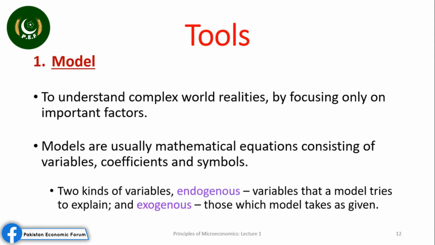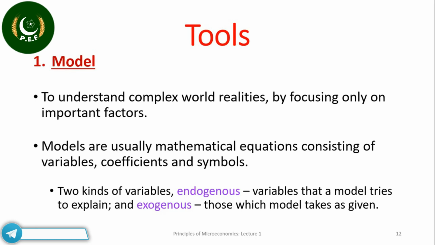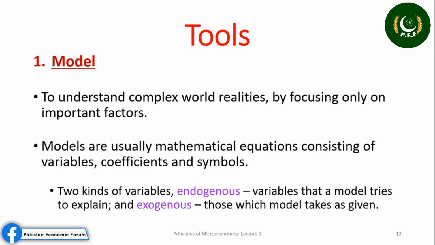Models are usually mathematical equations. These consist of coefficients, variables, and symbols. Some variables are named endogenous variables. These are the variables that a model tries to explain, whereas some are exogenous variables. We take them as given and we do not study their generating process. A model just explains the generating process of endogenous variables, whereas some variables are taken as given. For example, when you say the quantity demanded depends upon the price, you take the price as given, and then your quantity demanded depends upon that price. We will study more about endogenous and exogenous variables later in this course.